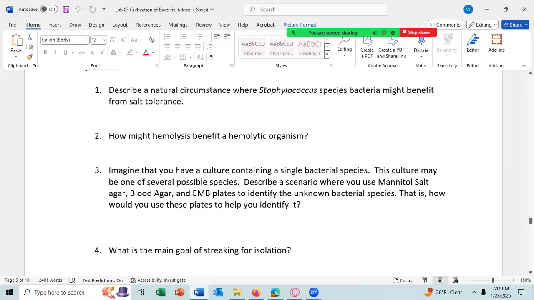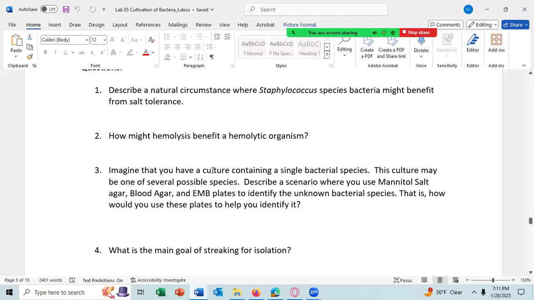2, how might hemolysis benefit a hemolytic organism? So we have a bacteria and it's infected the patient, lysing their red blood cells. What benefit to the bacteria can come from lysing the red blood cells?